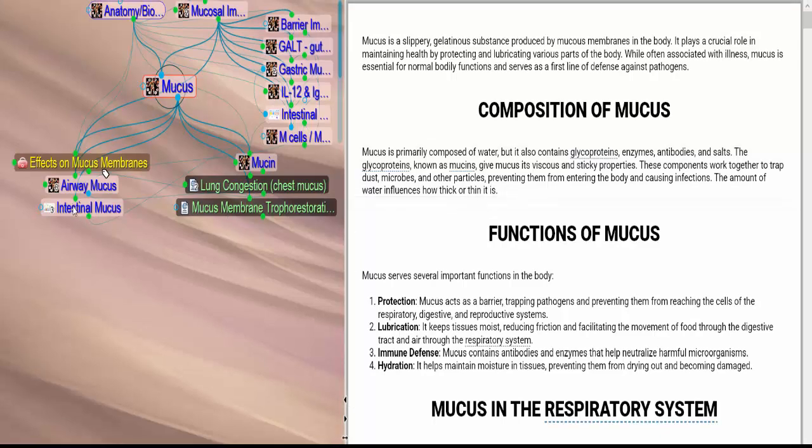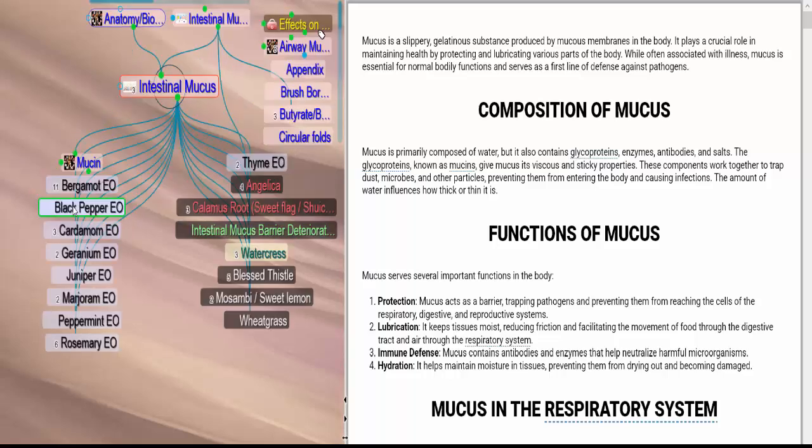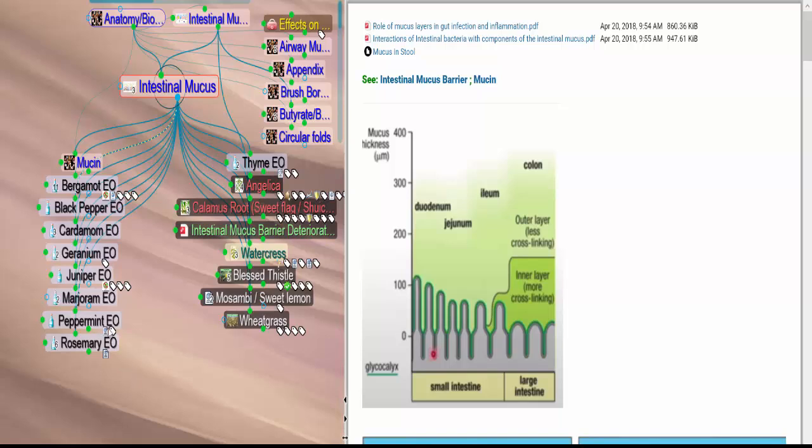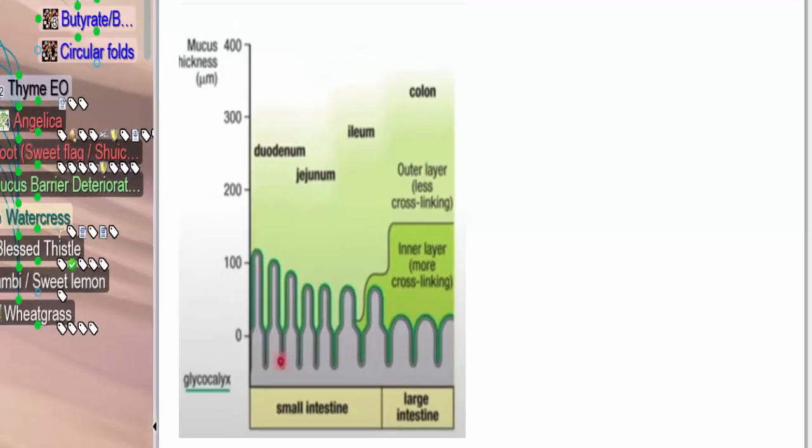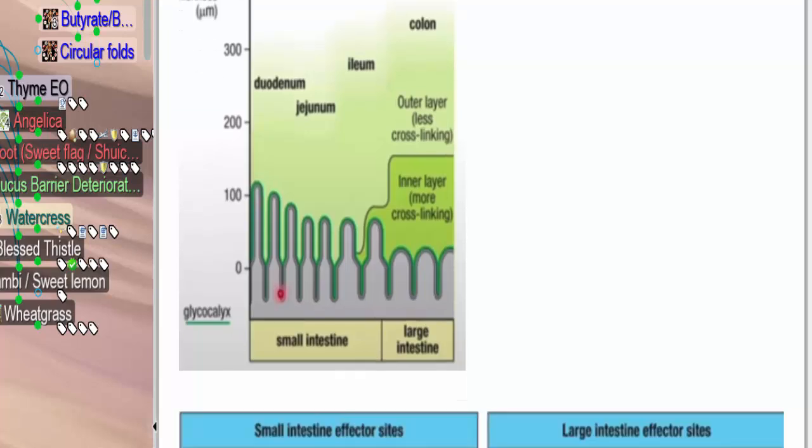Let's go to intestinal mucus. On the left, you'll see mucin there, and we'll talk about that in a minute. That's one of our tiles. And all of these substances here have an effect, a beneficial effect, on our intestinal mucus. Over on the right-hand side, we have another diagram that illustrates how the mucus layer is a bit different between the small intestine and the large intestine.